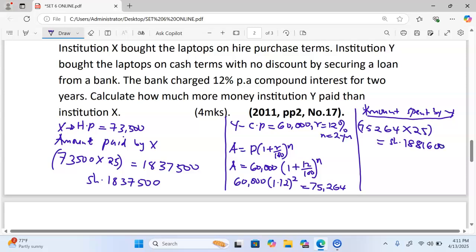So the difference is going to be equal to 1,881,600 minus the amount spent by X, which is 1,837,500, and the difference between the two will give us 44,100 shillings.